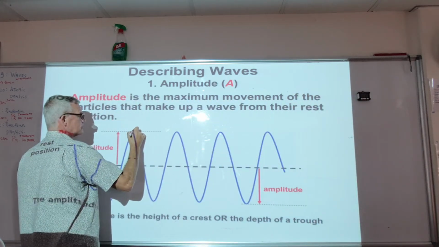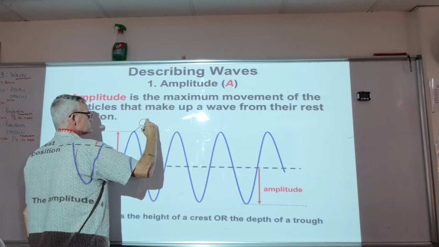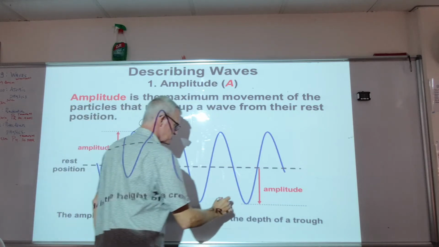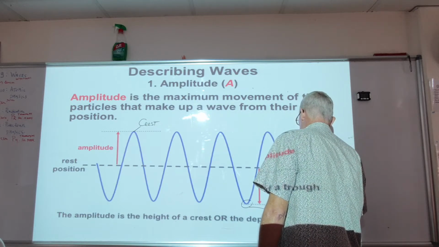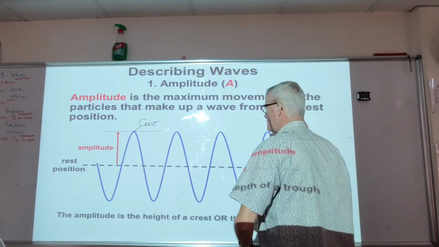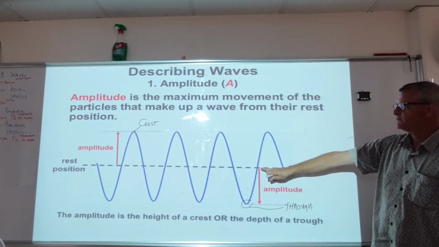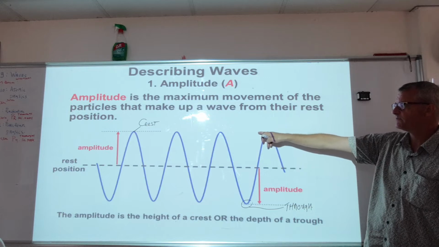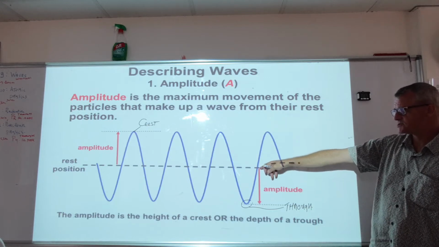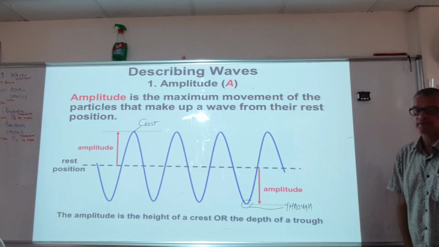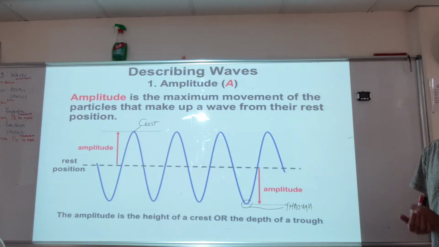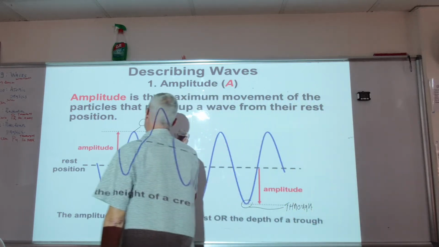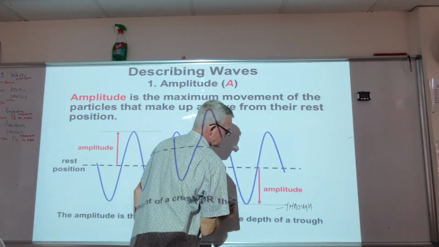So this we call, make a note of that, a crest, and this is a trough. Okay? So amplitude is always from its rest position to the top, or from its rest position to the bottom. Make a note of that. All right, so now we know what we mean by the amplitude.